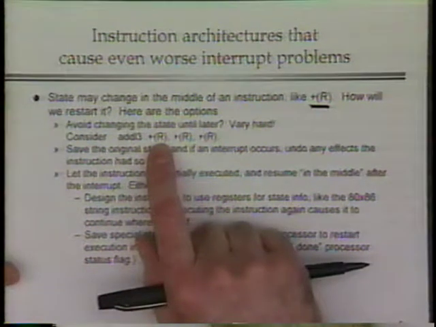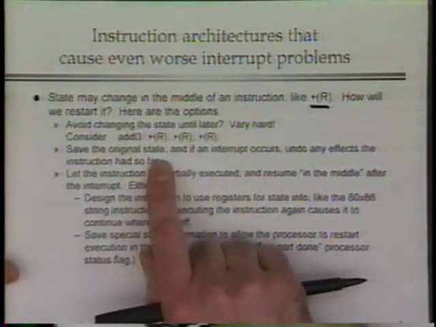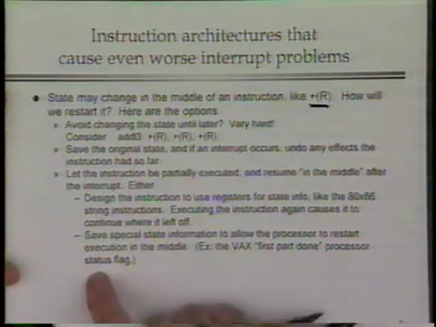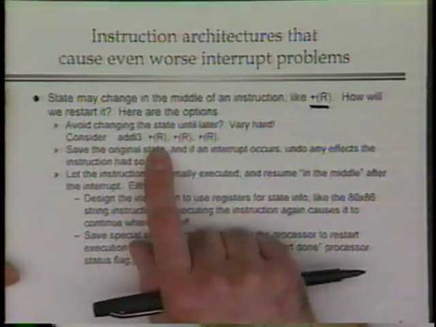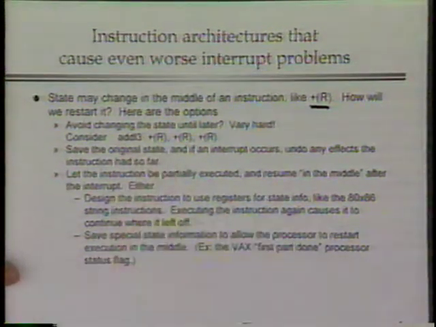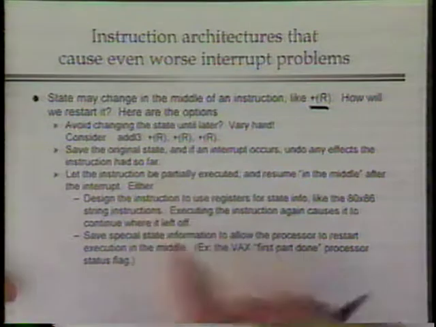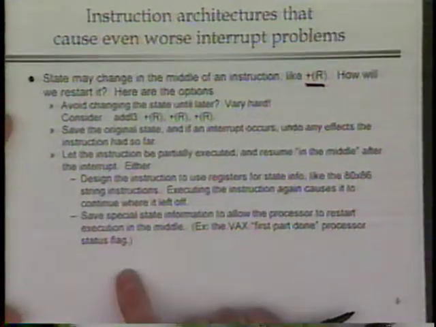Rather than not making changes to the state, you can choose to change the state, but before you do so, save the original state of the instruction. So if an interrupt occurs, you can go back to restore the effect of that instruction, or undo the effect of that instruction by restoring, for example, the original register set. That's a possibility, and machines have done things like that.